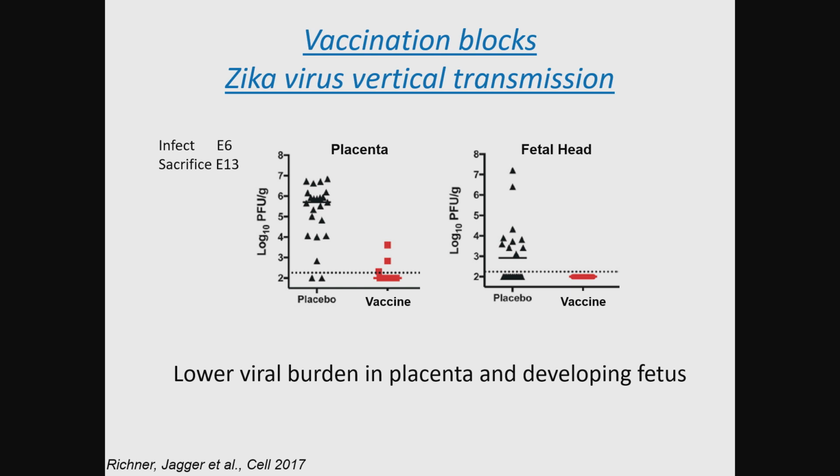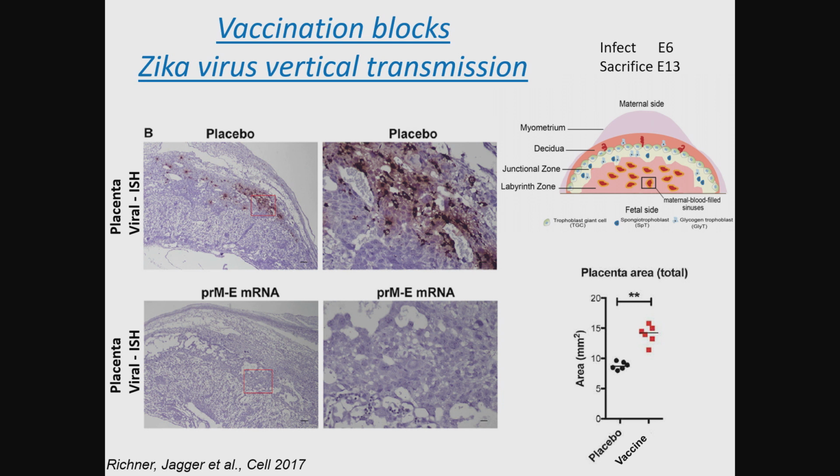So here we're looking at viral loads within the placenta and the fetus, and we see low levels of virus in the fetuses and in the placenta from mothers vaccinated with our vaccine. So we see lower viral burden in the placenta and the developing fetus. And furthermore, when we look at the images, so here's the placenta, we're looking at virus RNA via in situ hybridization. On the top is the placebo, and the bottom is from the vaccinated mothers.